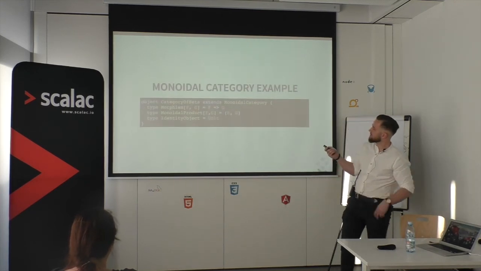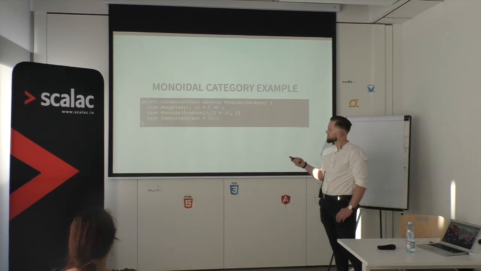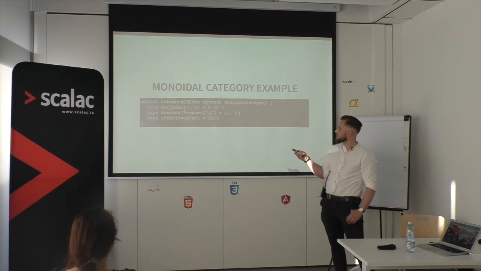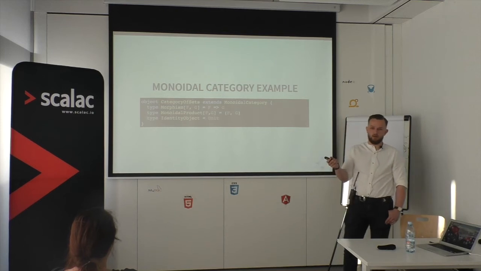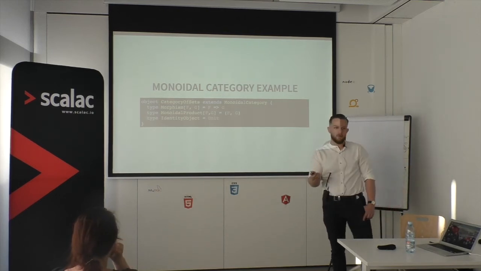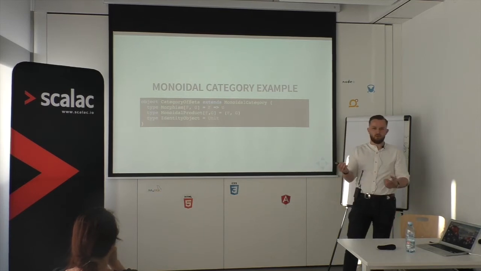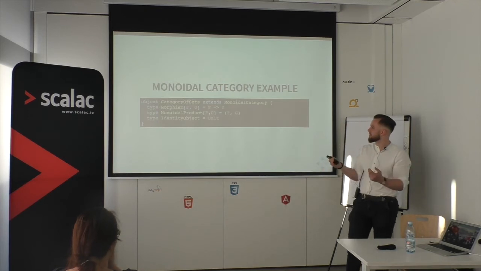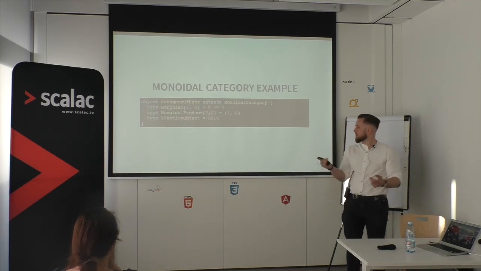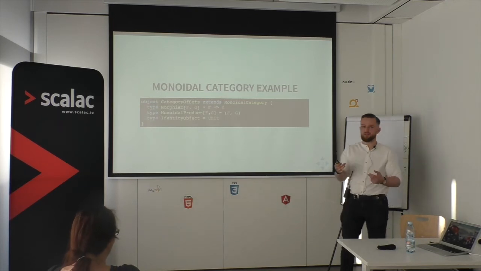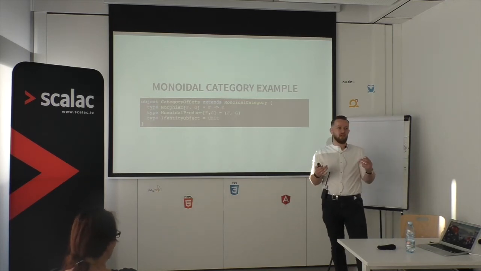Okay, so how does the category of sets look like? We have our morphism, which is just a function. Our monoidal product is just a tuple. And our identity object is a unit. So the tuple, you are probably familiar with tuples, yeah? So we have, for example, one int and one string, and so on. And the unit in Scala is just a type that has exactly one value.